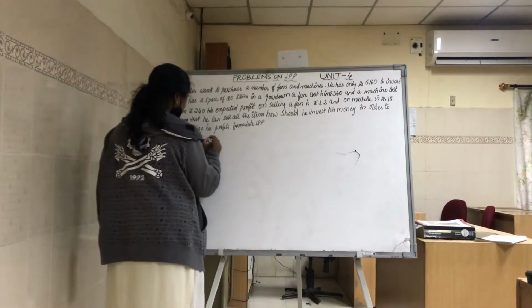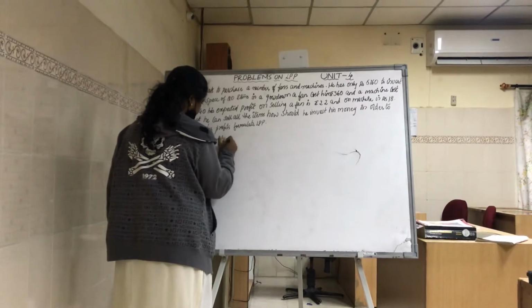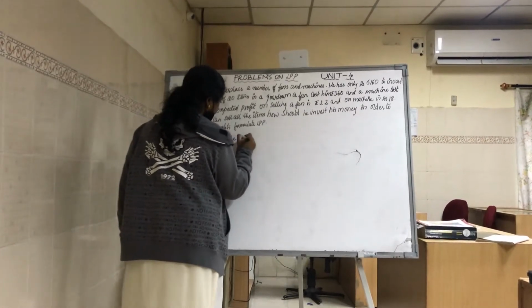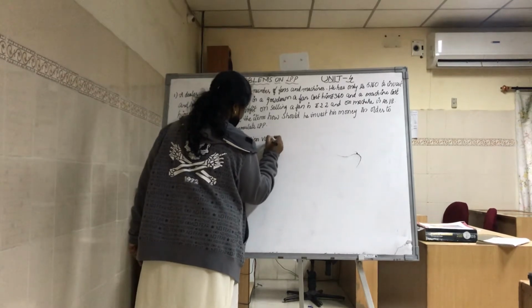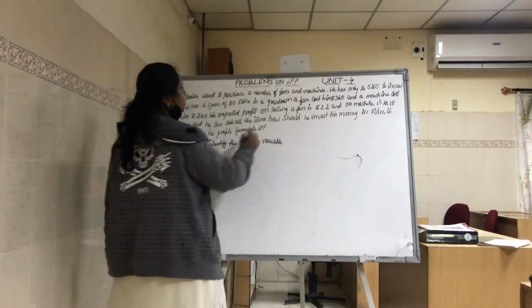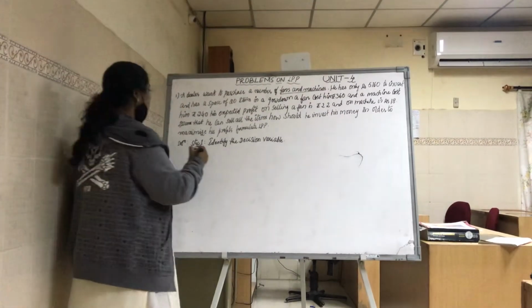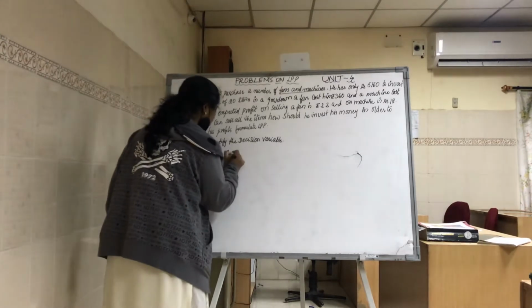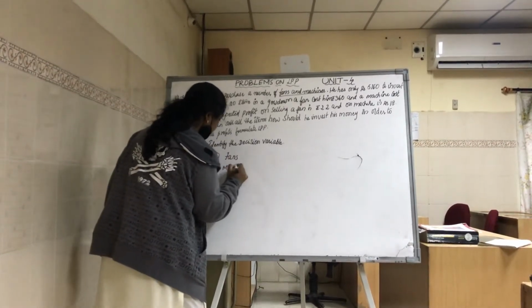Okay, so here the solution we will start is with step 1. Step 1 is identify the decision variable. So here the decision variables given in the question are fans and machines. Okay, so first is fans and second one is machines.